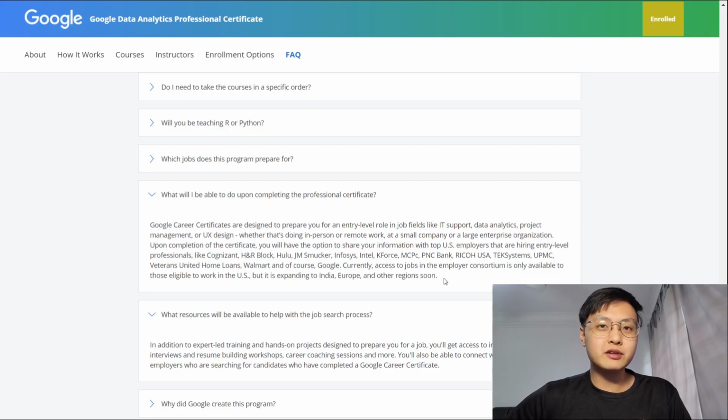So this can really put you at an edge out there, whether you have a bachelor's degree or you do not. But if you do have one, you can always add on this certificate to stand out from the rest.